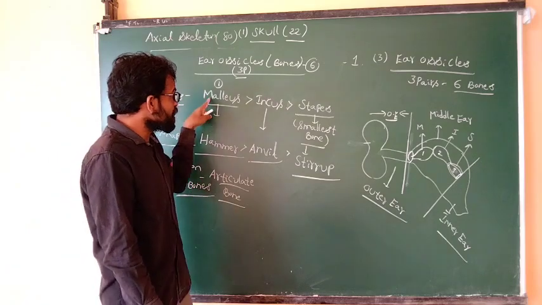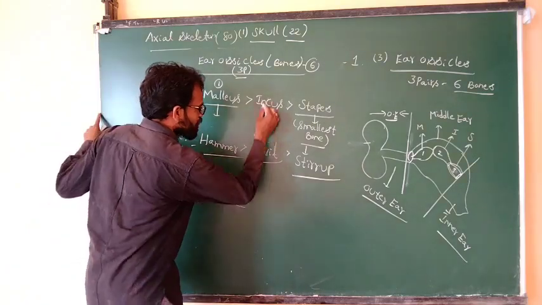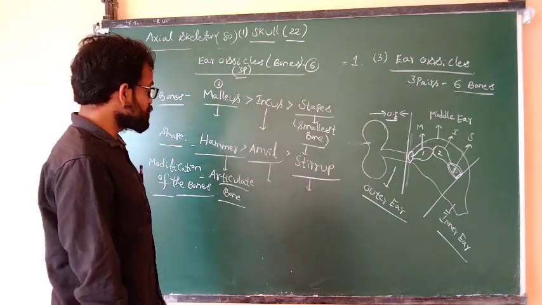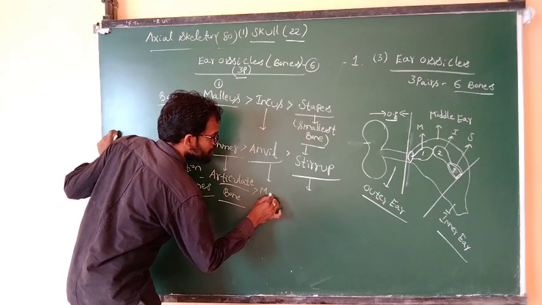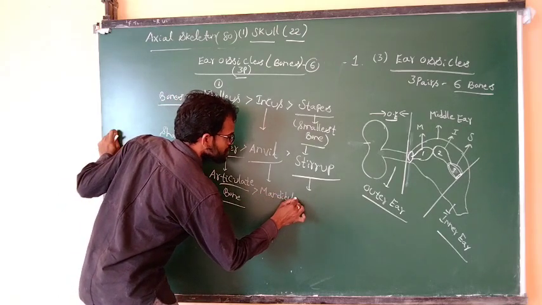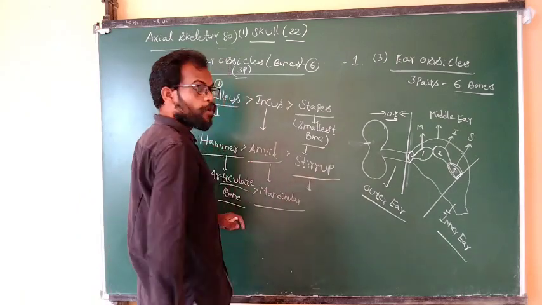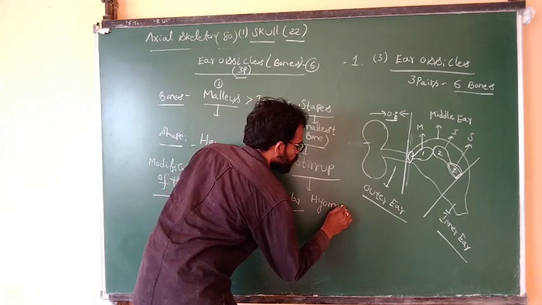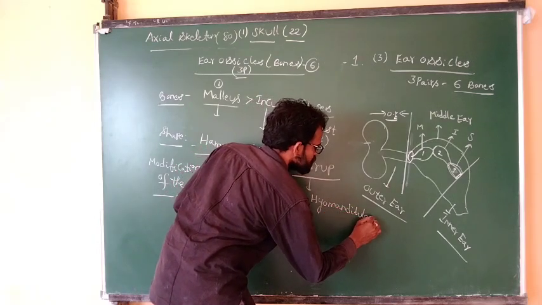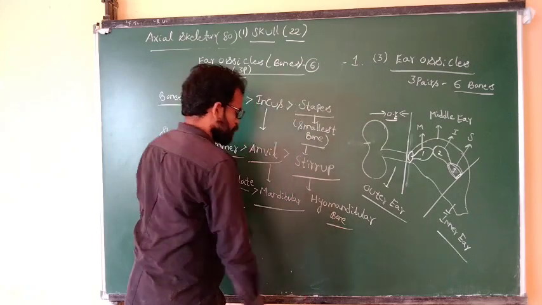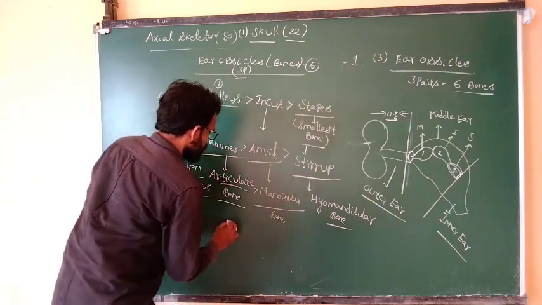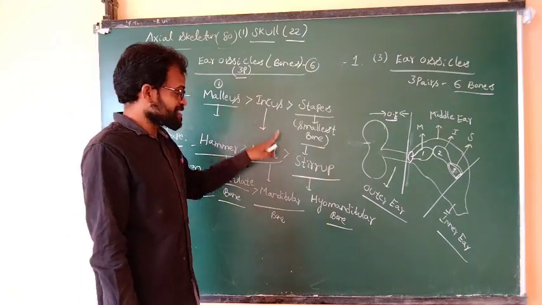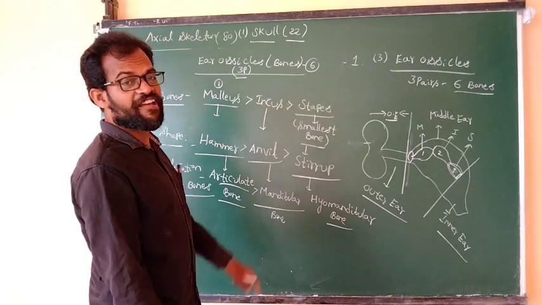The articular bone is modified into the malleus. Next, the incus bone is modified from the quadrate bone. The hyomandibular bone is modified into the stapes.